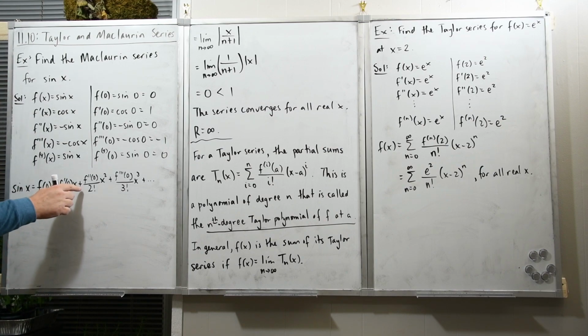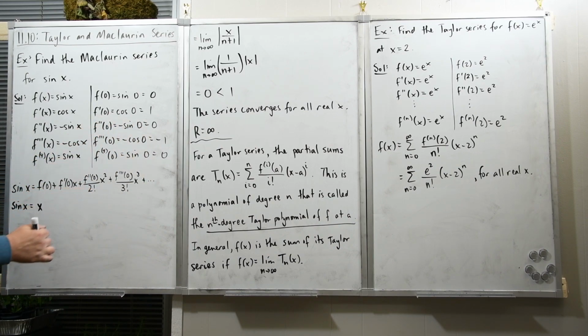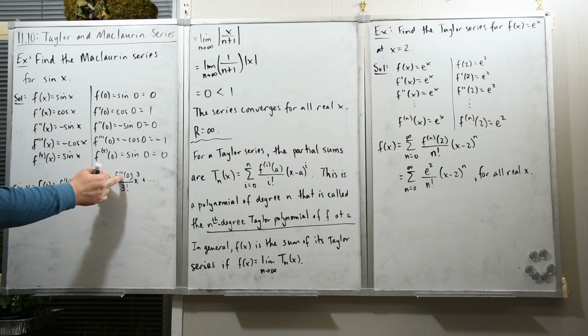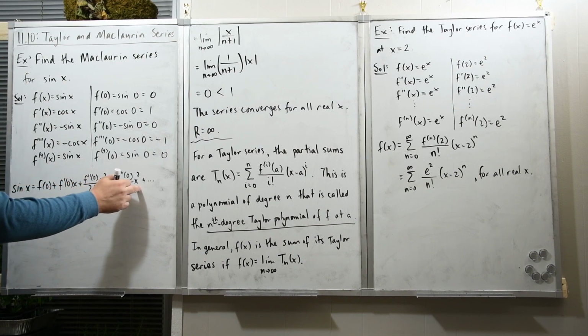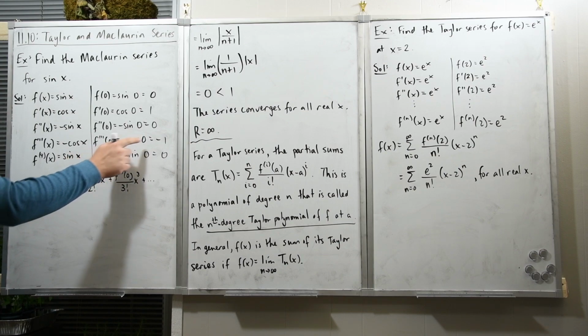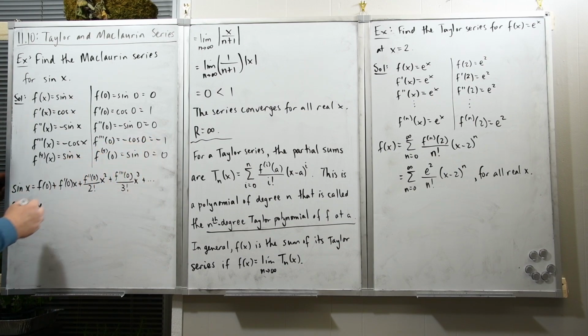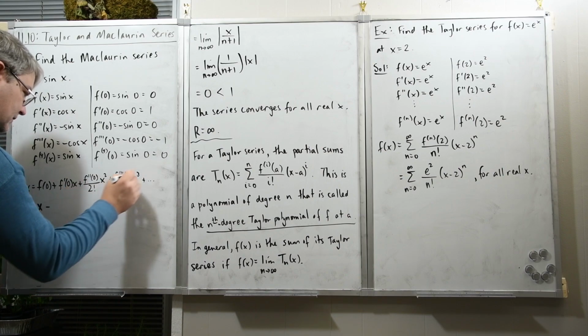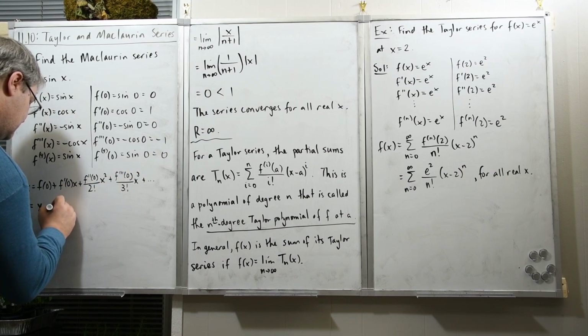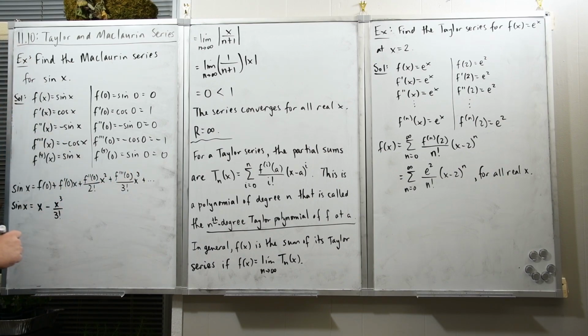And then we'll have f double prime of 0 over 2 factorial times x squared. But your f double prime of 0 is 0, so this isn't going to show up. You then have an f triple prime of 0 over 3 factorial times x cubed. Well, your f triple prime of 0 is negative 1. So that means you're going to have a minus and then x cubed over 3 factorial.